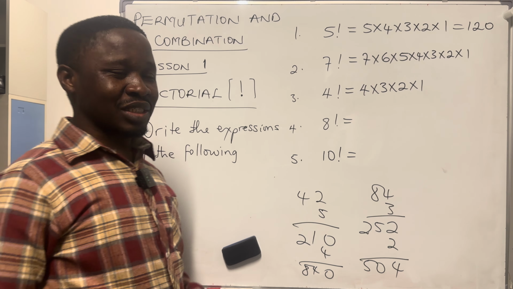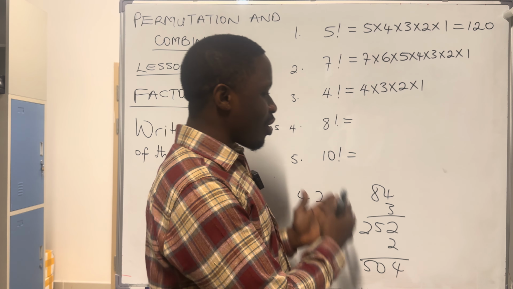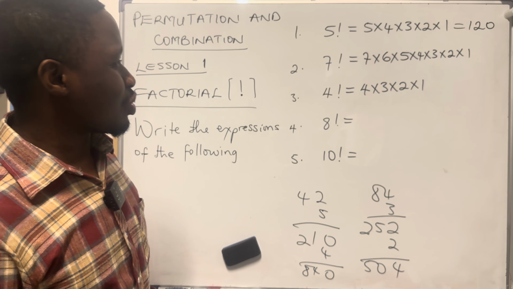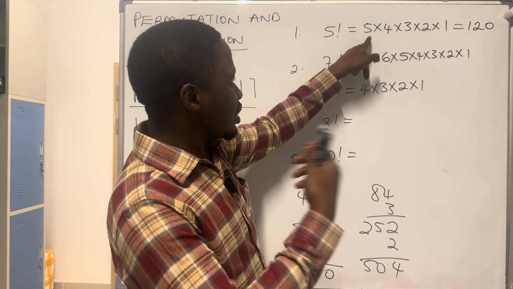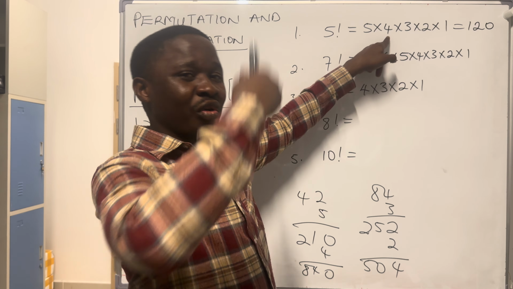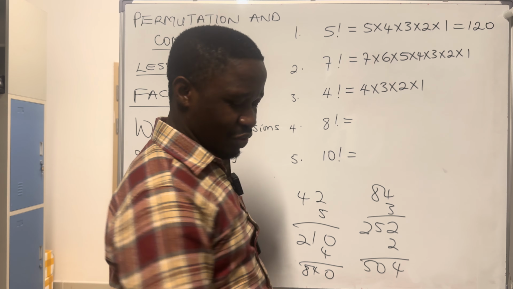But the most important thing for this lesson is not about getting the bulk value, but it's about how we go about factorial. 5 factorial, you multiply successively, backwardly, until you get to 1. Likewise, this one and the rest of them.